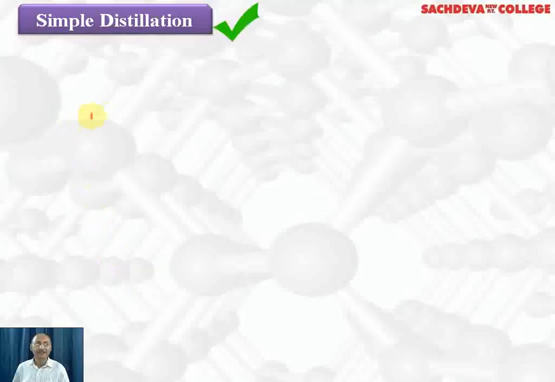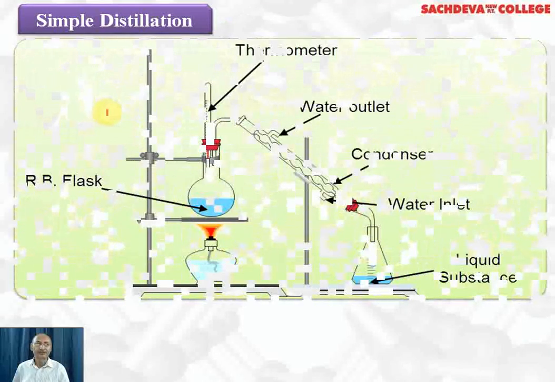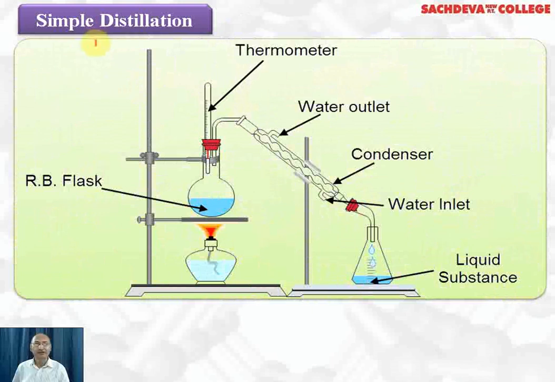Now we are taking simple distillation. Simple distillation is used to purify those organic liquids if the impurities and the given liquid have a difference in boiling point which is more than 20 to 30 degrees centigrade. And first you have to set up the apparatus as shown in the diagram.